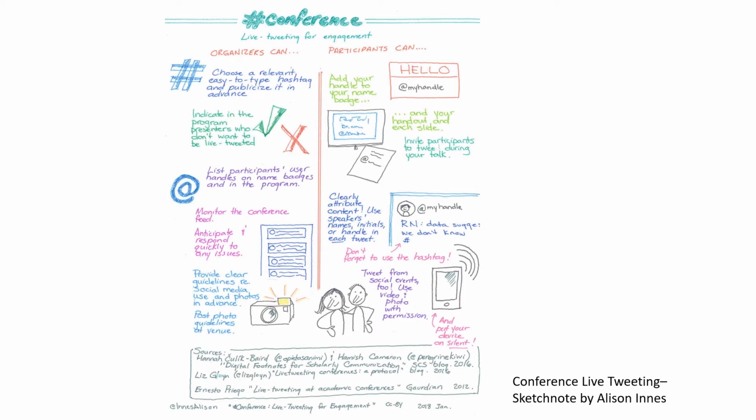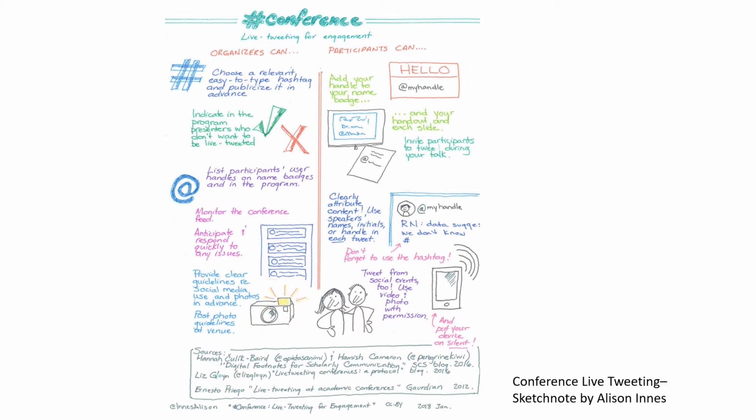Here's a slightly different sketch note that I also did about conference live tweeting, and I've done more of a silo type layout here. I have two columns, what organizers can do, what participants can do. This one has a lot more text than it does image because I was dealing with kind of concepts that were a little bit more abstract.